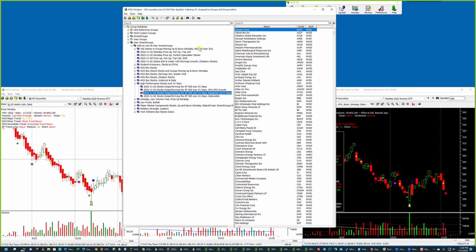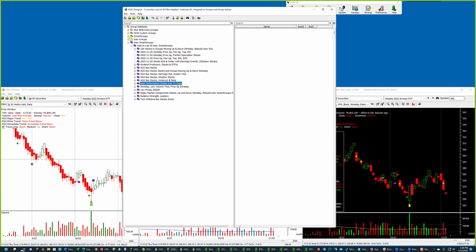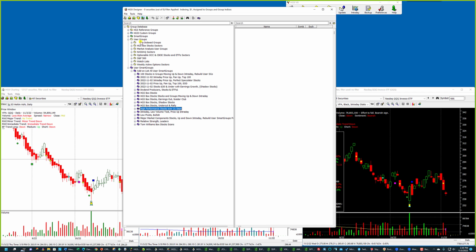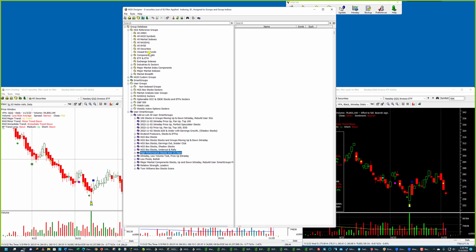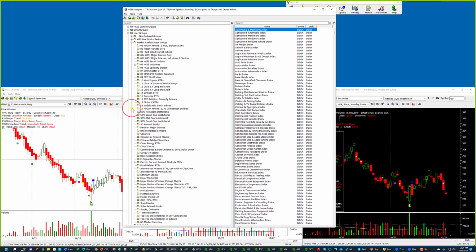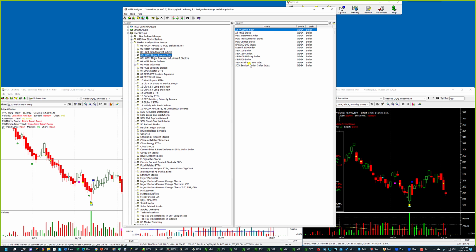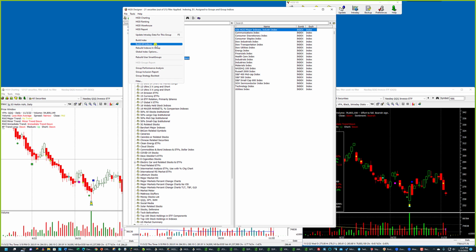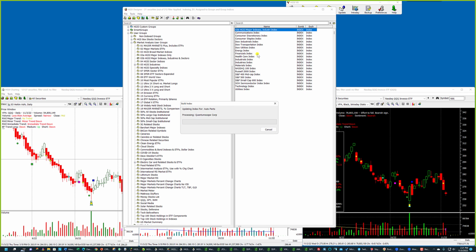What I want to do, since I just updated the intraday data, is go into industries and rebuild these. Actually, I'm not going to do that. I'm going to go down to my market analysis user groups, to the major indexes, industries, and sectors. Since I just updated, I can rebuild these under the Tools menu, and it's going to give me a current read on what these indexes are doing. Does anybody else ever do this? I know Paul does occasionally.